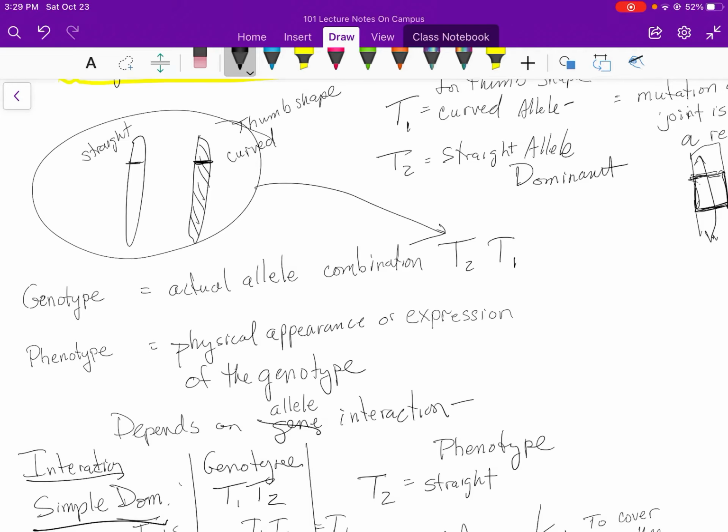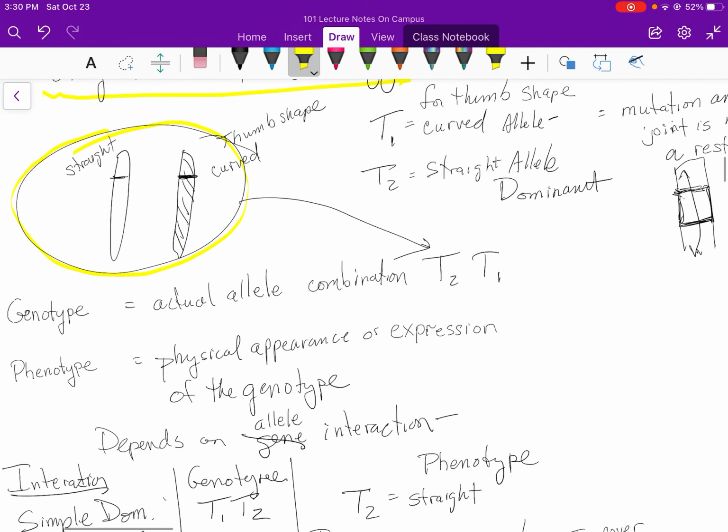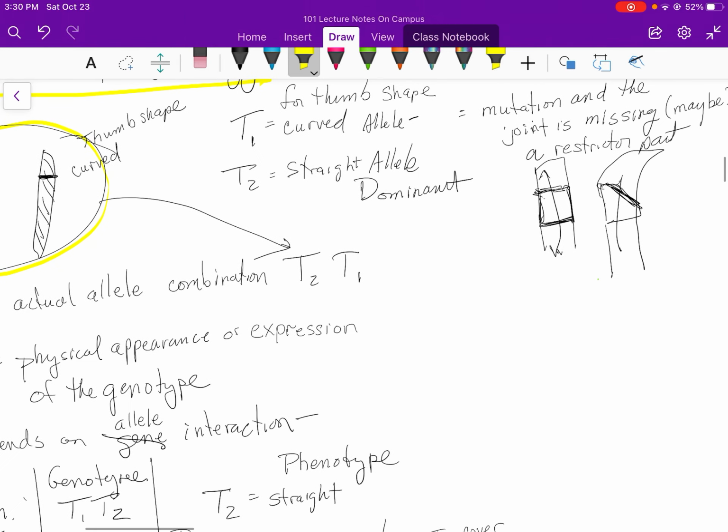So this lecture will be about the genotype and phenotype difference and the different ways in which alleles can interact. So let's take a look here at the little drawing that we have. The drawing I'm looking at right now is this drawing right here. I'm giving the example in this case of the thumb, and I use the hitchhiker's thumb. I know this doesn't look like a hitchhiker's thumb, but that's what this is supposed to be over here.